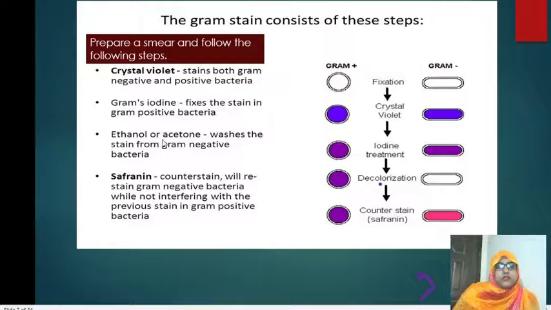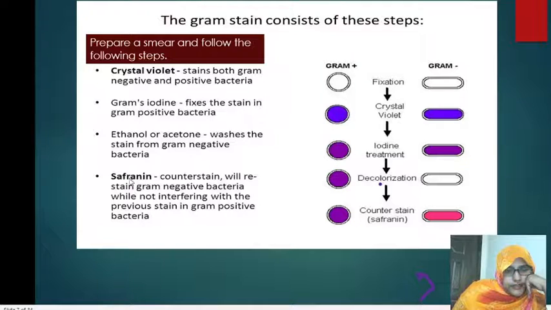Basically these two are decolorizers. You can also say these are decolorizers. They wash the stain from gram negative bacteria. Then after adding ethanol, the gram positive retains this violet color. After adding gram iodine, this violet color is retained, but gram negative decolorizes. They are decolorized and become colorless. The violet color is discharged.